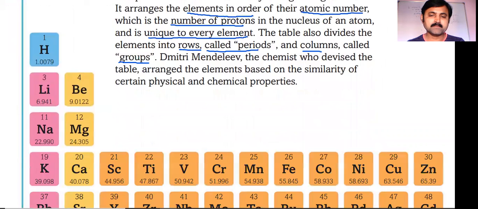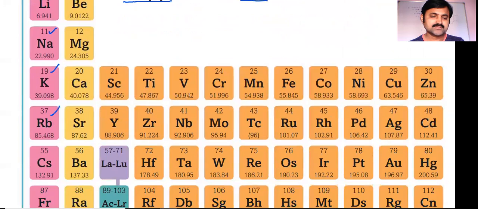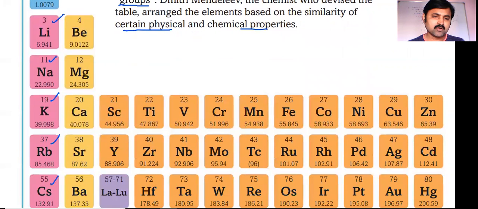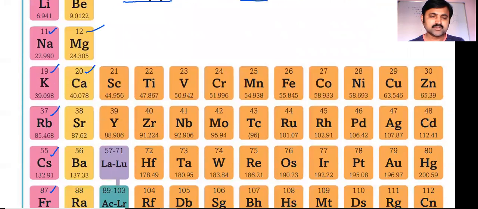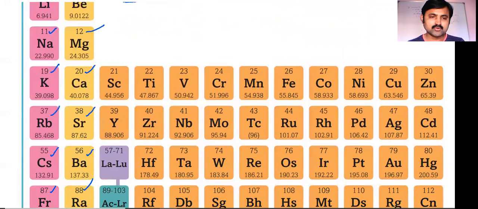Dmitri Mendeleev, a chemist who devised the table, arranged the elements based on similarity of certain physical and chemical properties. Now we observe here: hydrogen, lithium, sodium, potassium, rubidium, cesium, francium. In this arrangement, the column is called a group. The next one is beryllium, magnesium, calcium, strontium, barium, radium. This is the second group.